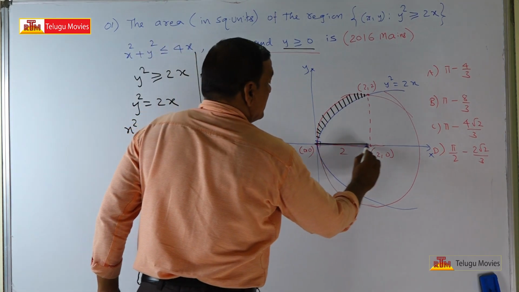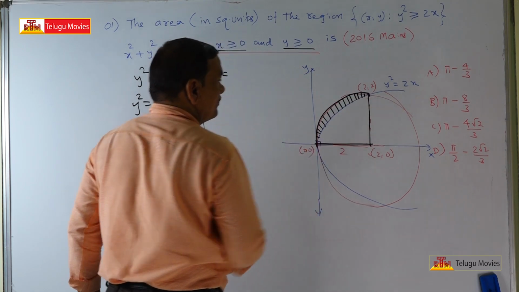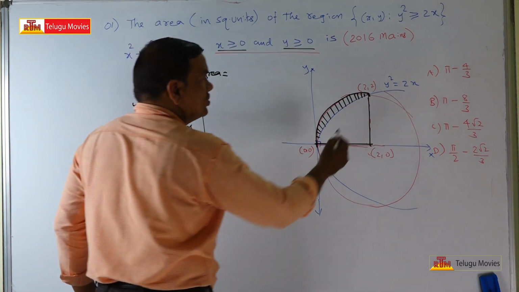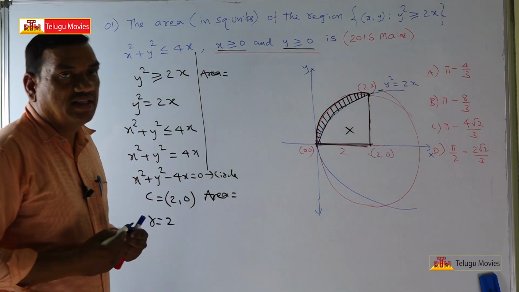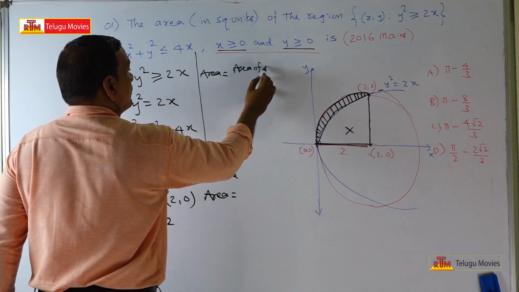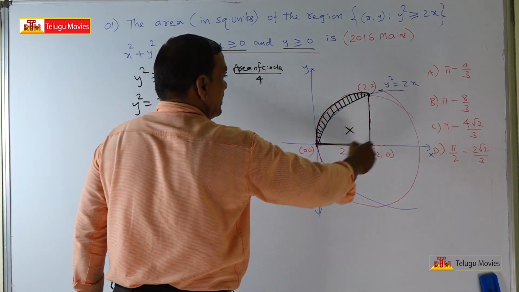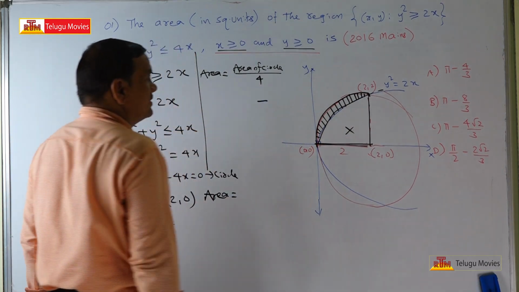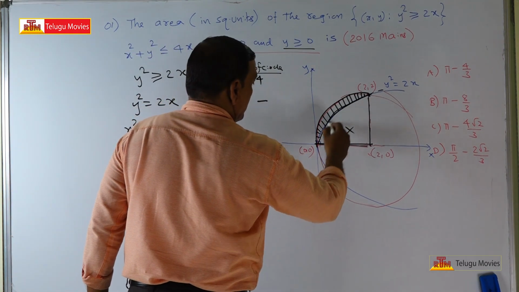Observe this quadrant circle, that means this circle. From that circle, I will subtract the area enclosed by the parabola with the x-axis. I will subtract this, then you will get the required region. That means the area of the circle divided by 4, the fourth part, minus the area enclosed between this area and this area.